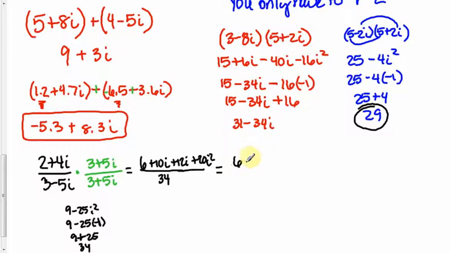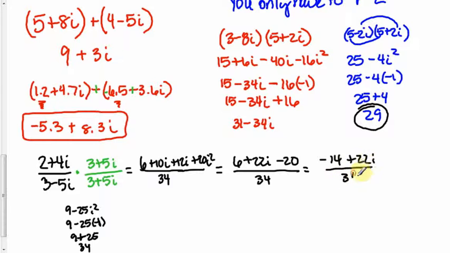Here is 6 plus 22i. And then that's going to be minus 20, isn't it? Because it's 20 times negative 1. Add your like terms. Negative 14 plus 22i over 34. Now this is kind of where we ended the other night.